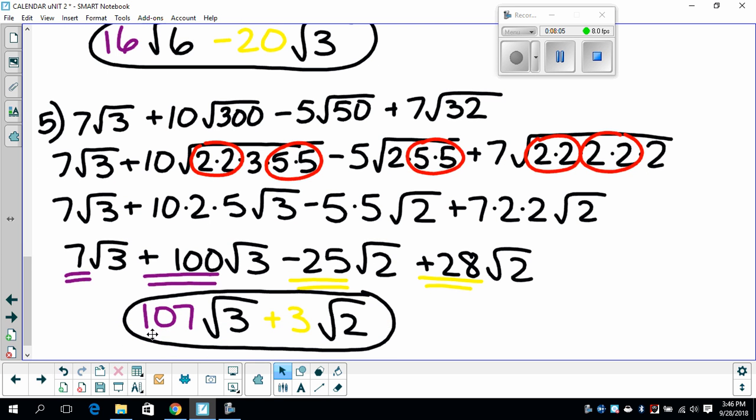7 plus 100 gives me 107 times the square root of 3, and negative 25 plus 28 gives me positive 3 times the square root of 2.